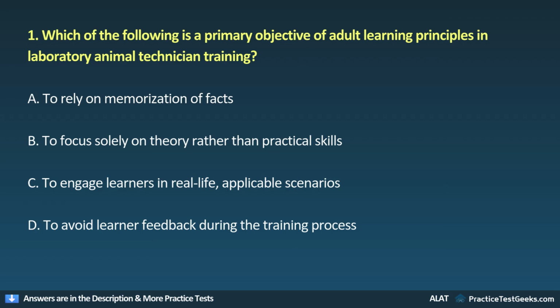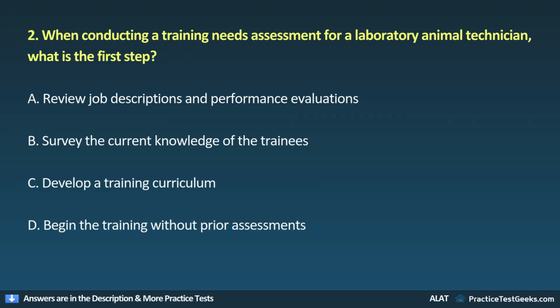1. Which of the following is a primary objective of adult learning principles in laboratory animal technician training? A. To rely on memorization of facts. B. To focus solely on theory rather than practical skills. C. To engage learners in real-life applicable scenarios. D. To avoid learner feedback during the training process.